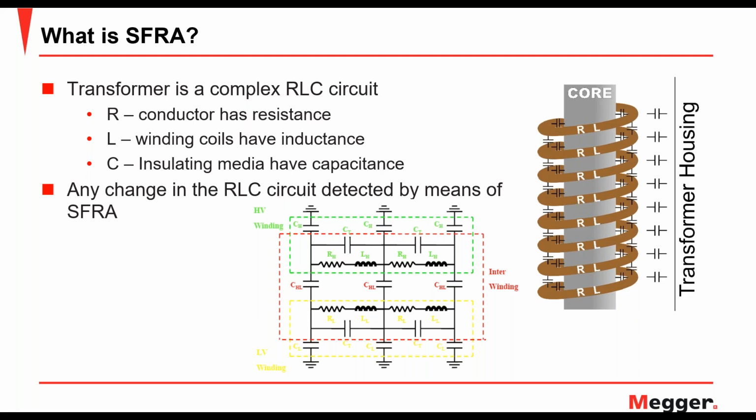So if any change occurs, for example, let's say the winding gets deformed, then the winding geometry changes. That's going to affect the impedance of the transformer. It's going to affect the capacitance because now the distance between windings, or the winding to ground, may have changed. So any sort of change that occurs inside the transformer will cause a change in the R, L's and C's, and that change will be reflected in the curve or the plot that we get out of an SFRA test.